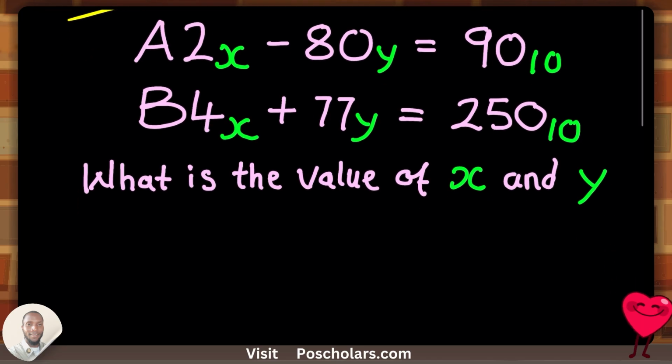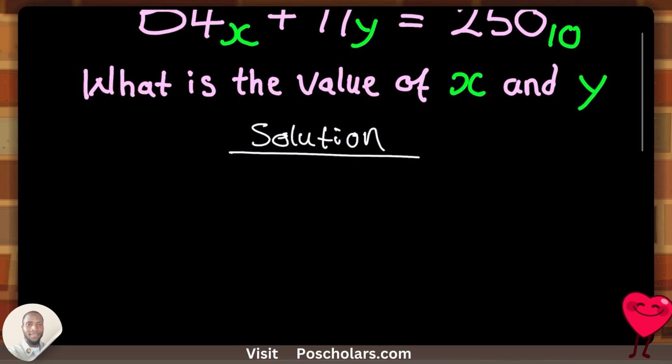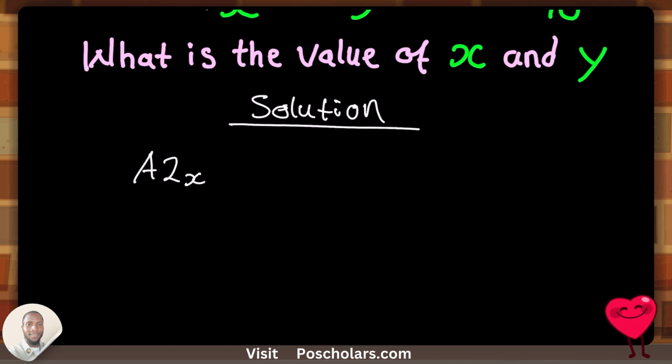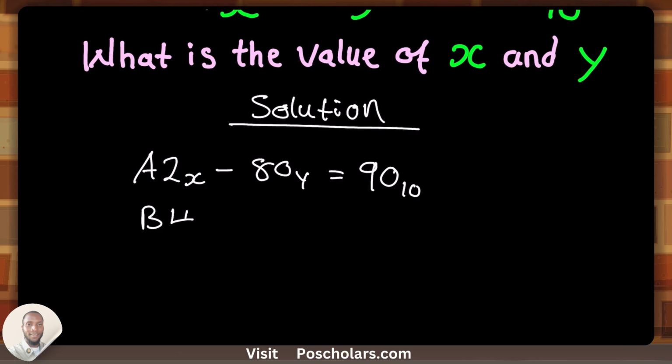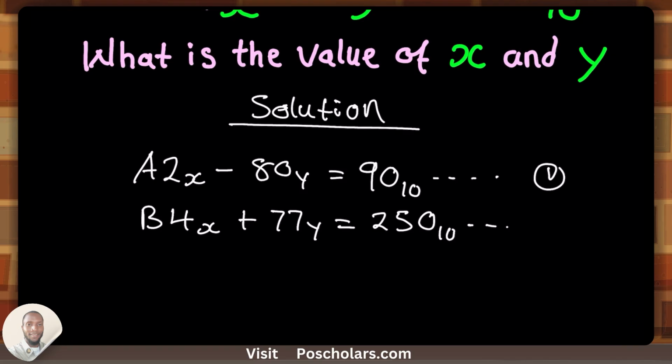So we start by writing solution. Next, we write down the question which says A2 base x minus 80 base y equals 90 base 10. Then B4 base x plus 77 base y equals 250 base 10. Now, looking at this, automatically we know that this is looking like a simultaneous equation, a system of simultaneous equations. What we'll first of all do is to label the equations so that we know which is which. So I'll name this one equation 1, and I'll name this one equation 2.